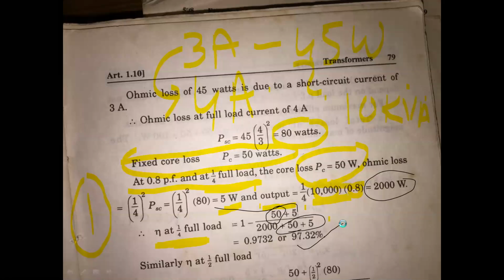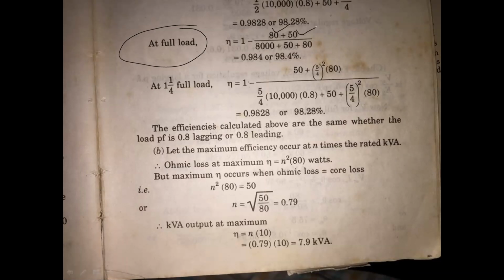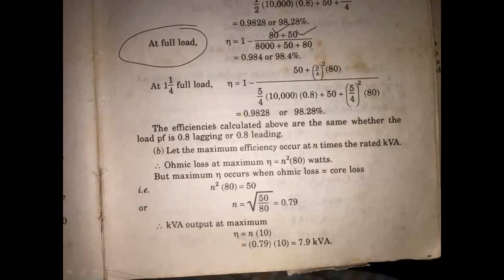Now calculate the efficiency at full load and half load. Efficiency at full load is 1 minus total losses over input. The 80 is the full load copper loss, and 50 is the core loss. The full load output is 10,000 into power factor 0.8, which is 8,000. So the efficiency at full load is 94.4.